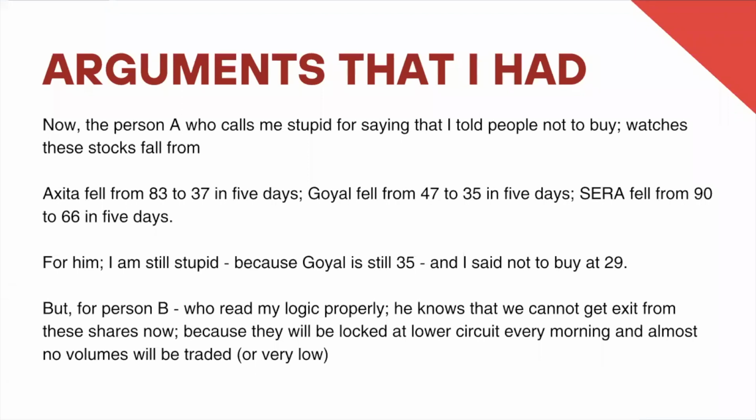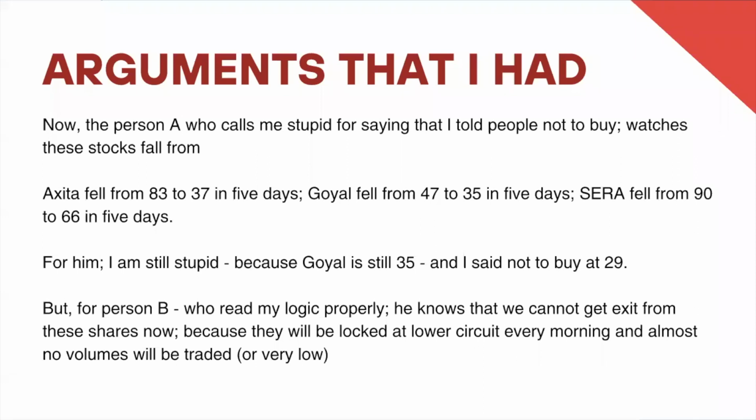But person B, who has read my logic properly, knows that we cannot exit from these shares. Now what difference does it make, even if Goel goes from 29 to 35. Every day there is a seller pack of 1 crore shares, and only like 5,000 or 10,000 shares are traded, right? So almost negligible volumes. So you do not get an exit at all. And those 5,000 or 10,000 shares that do go, they either go to the operator or to someone who is, I don't know, very fast with execution or probably placing orders with the exchange or something.